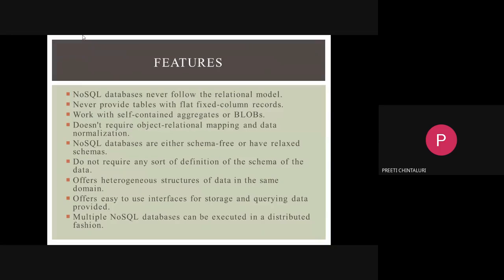It never provides tables with flat fixed column records. It works with self-contained aggregates or blobs. Doesn't require object relational mapping and data normalization. NoSQL databases are either schema-free or have relaxed schemas. They do not require any sort of definition of the schema of the data, offer heterogeneous structures of data in the same domain, and offer easy-to-use interfaces for storage and querying data. Multiple NoSQL databases can be executed in a distributed fashion.